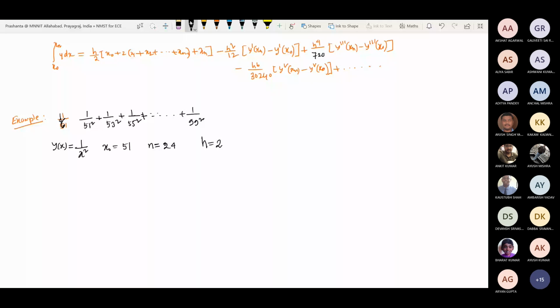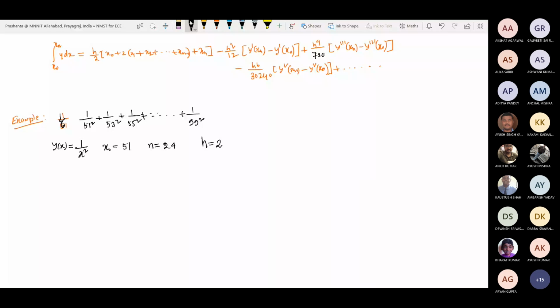Nothing else. So if y of x equals 1 by x square, then you will have to keep on adding the derivatives. How many derivatives do you want to add? First derivative, third derivative, fifth derivative. Depending on how accurate you want your answer to be, let us at least add two terms in the derivative, h square by 12 and h power 4 by 720. Those two terms at least let us add.